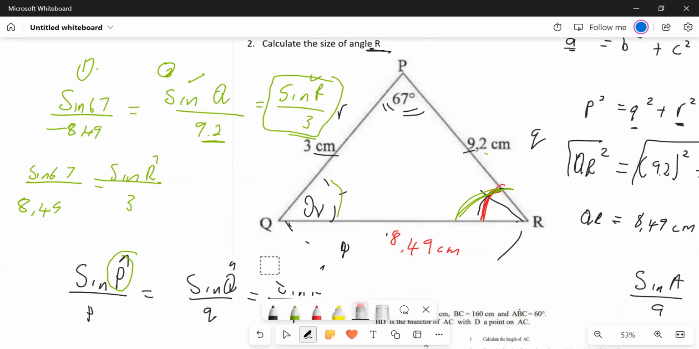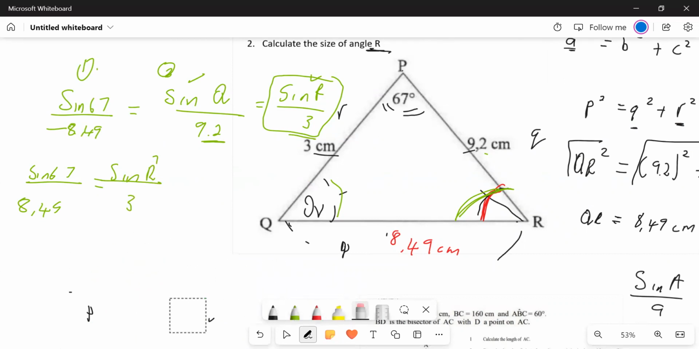If you do this, what are you going to have? We want R. What should I do here if I want to get R? So we're going to cross multiply. If you cross multiply, it says 3 multiplied by the sine of 67 all over 8,49, which is going to be equal to the sine of R.